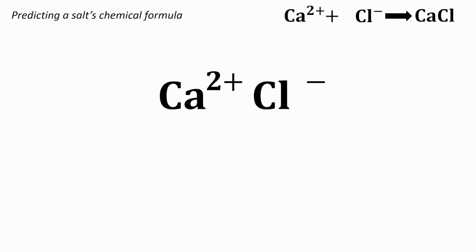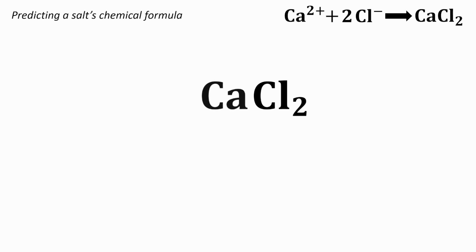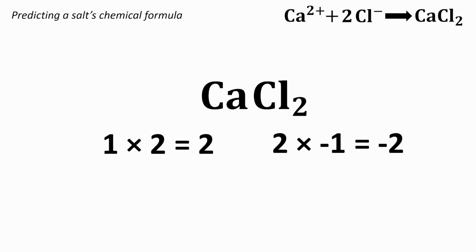In the second step, we use what's known as the crisscross method. This is done by taking the charge of the cation, removing the plus and placing it at the bottom right of the anion. We do the same for the anion, but since we have a charge of 1, we just remove it. We now have the formula of calcium chloride, and if we check, we can see that the charges cancel each other out, which means that the salt is neutrally charged.